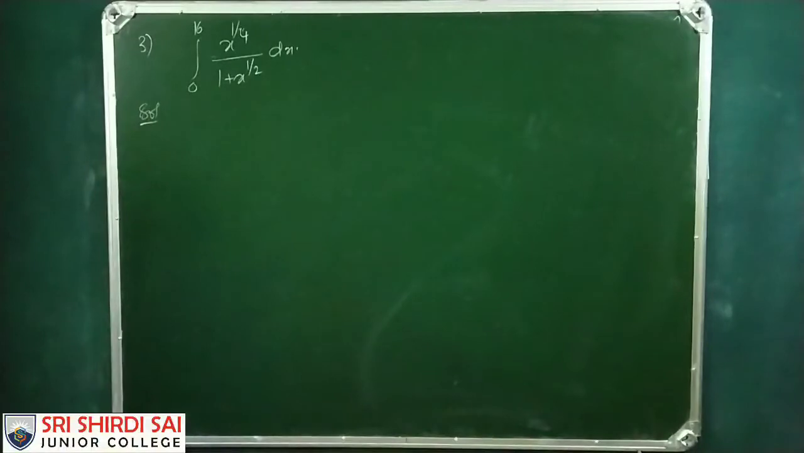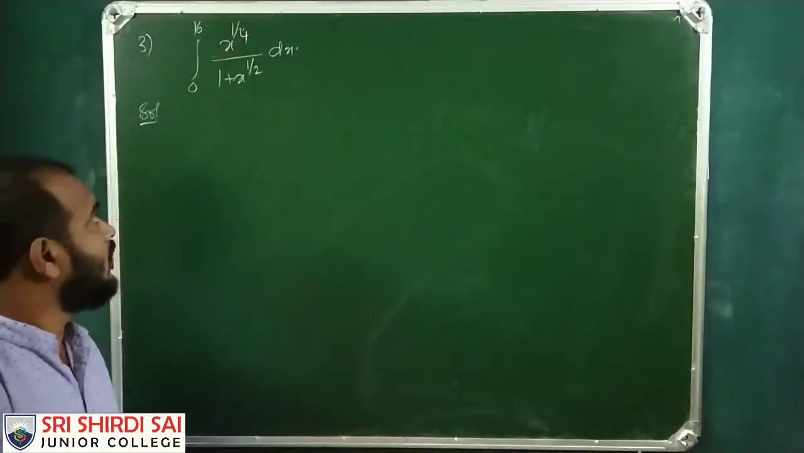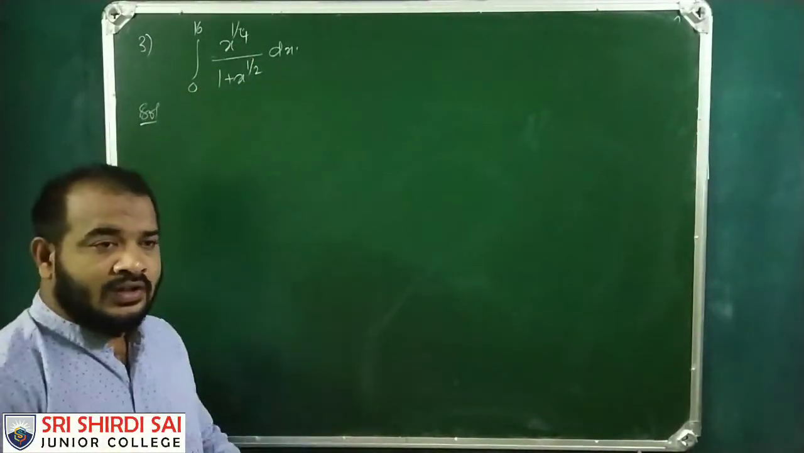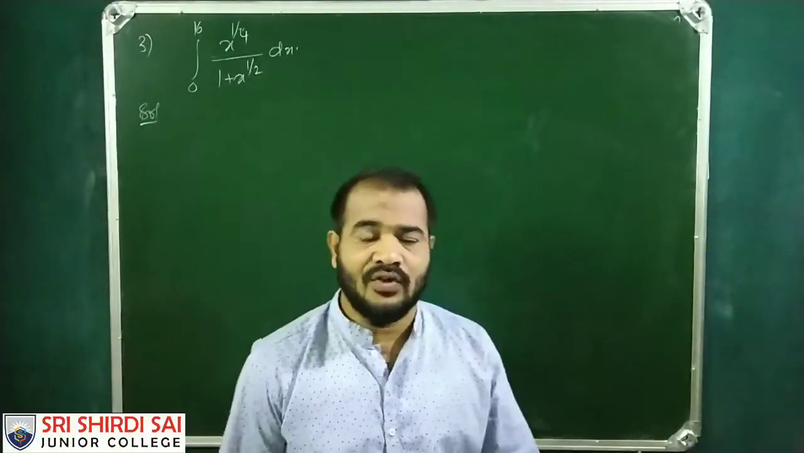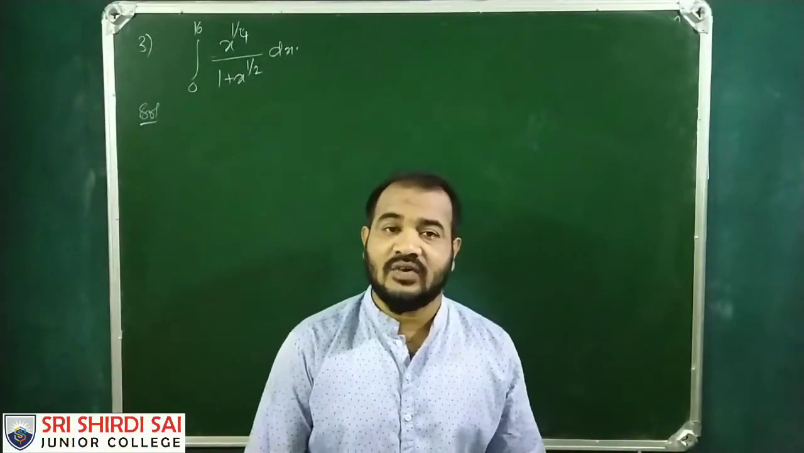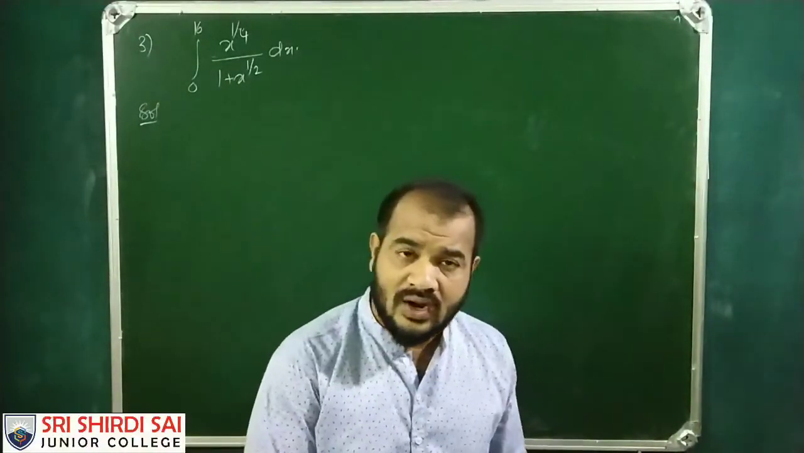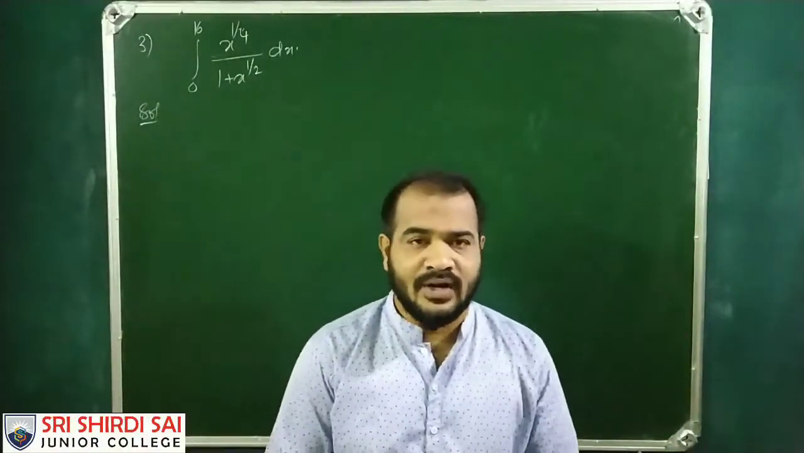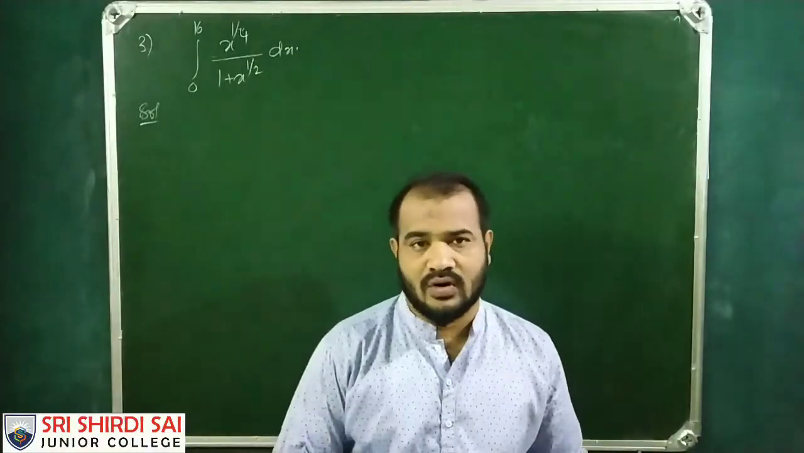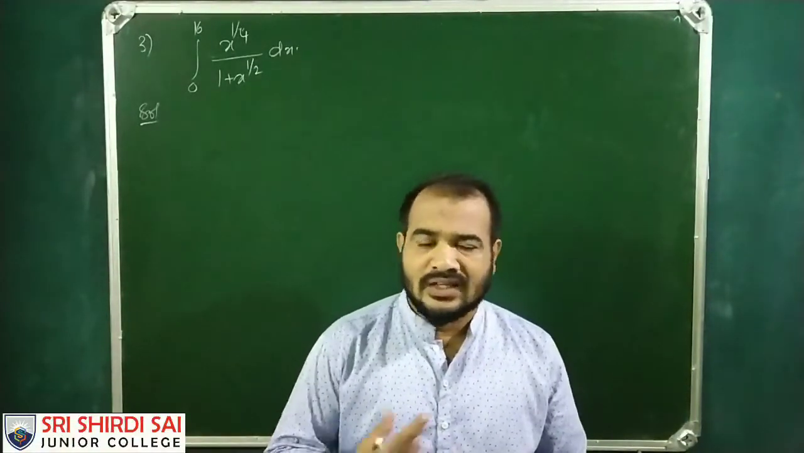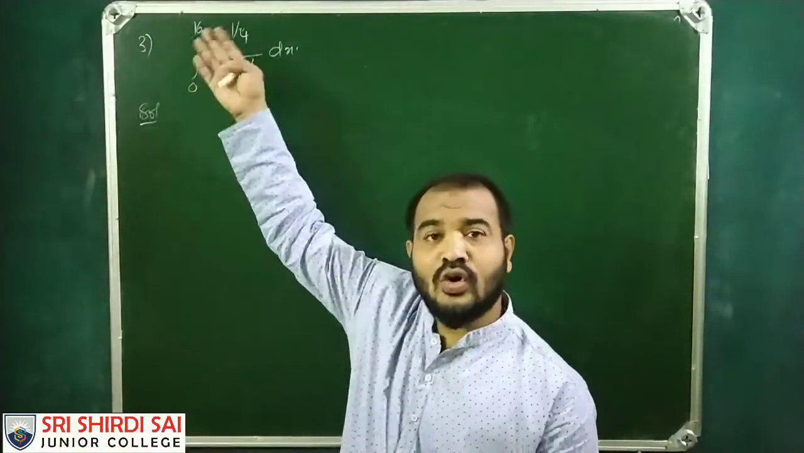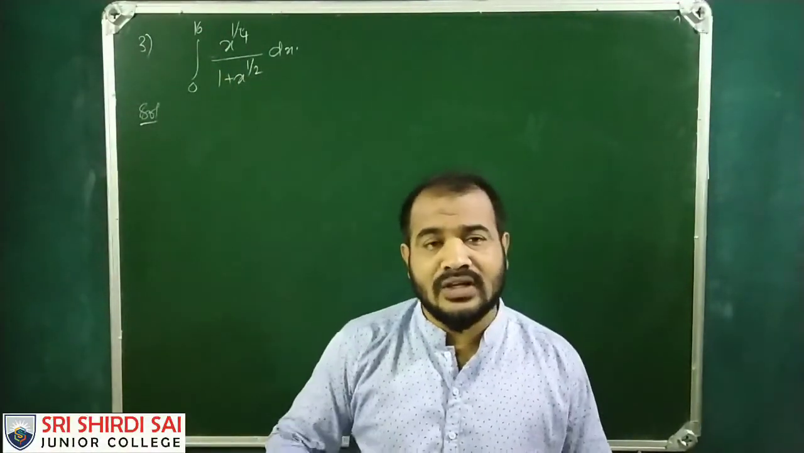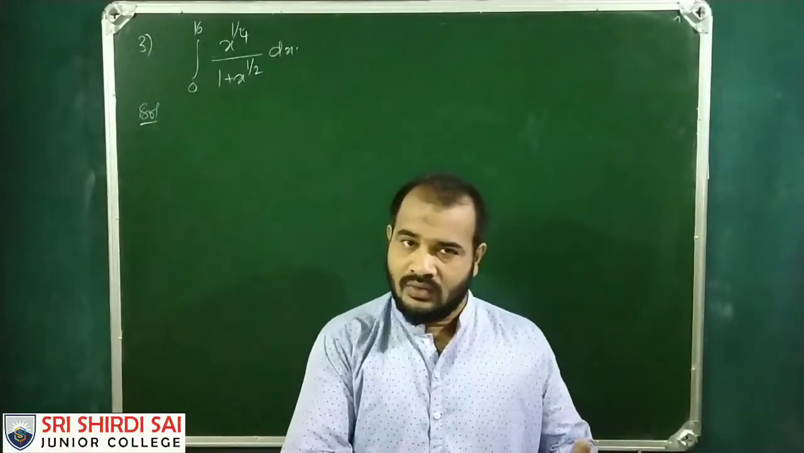Integral 0 to 16 x power 1 by 4. If root of something is there, to avoid that root, we used to take x equals to t square, so that square and root will be eliminated. Here x power 1 by 4, that is fourth root. Let us take x equals to t power 4. Therefore, power 1 by 4 whole power 4 will be cancelled. So in this way we need to think.